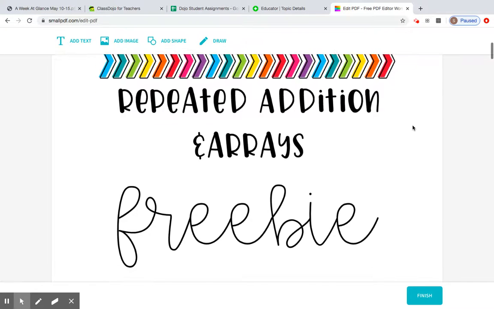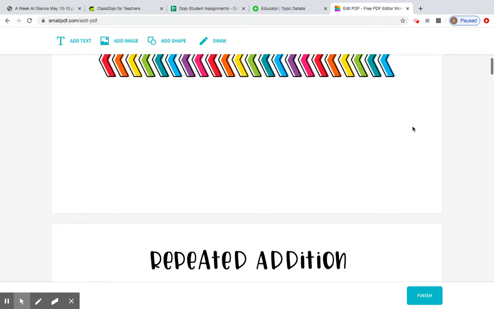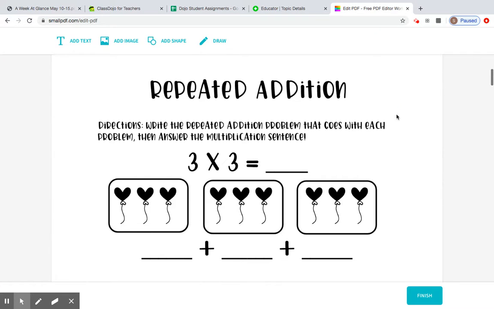So your worksheet should look like this. All right. I need to make sure that my pen is working. Okay, so we're going to work on this together. So last week we looked at multiplication and we related it to repeated addition. So remember when we would look at each group, and each group needs to be an equal group of something, right? So let's look at this first problem together.